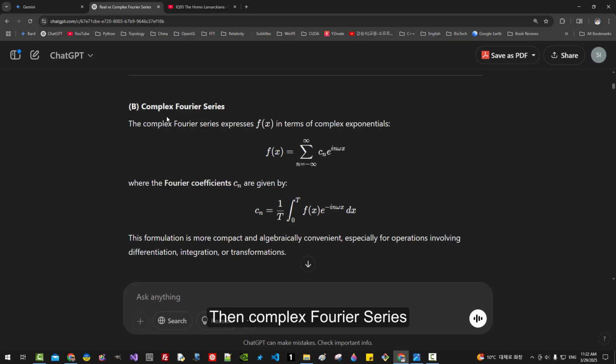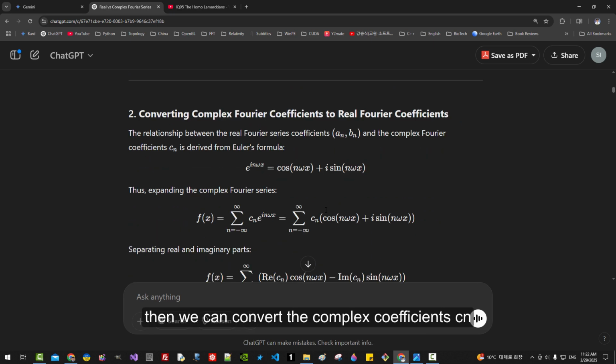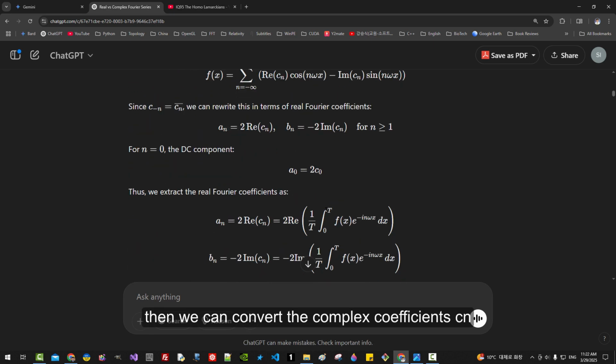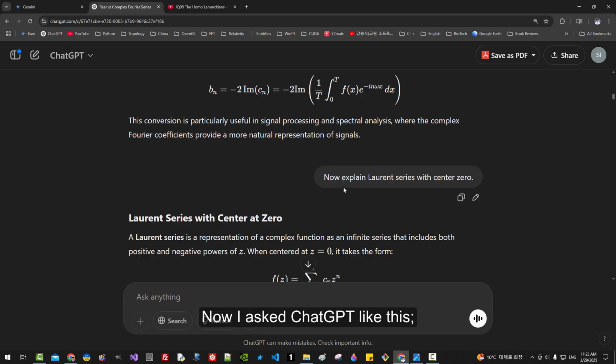Then, complex Fourier series. If we can evaluate coefficients c_n using complex numbers, then we can convert the complex coefficient c_n to a_n and b_n using this formula. Now I ask ChatGPT like this.